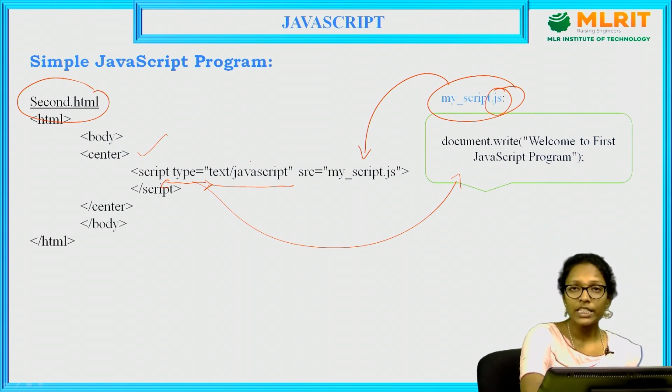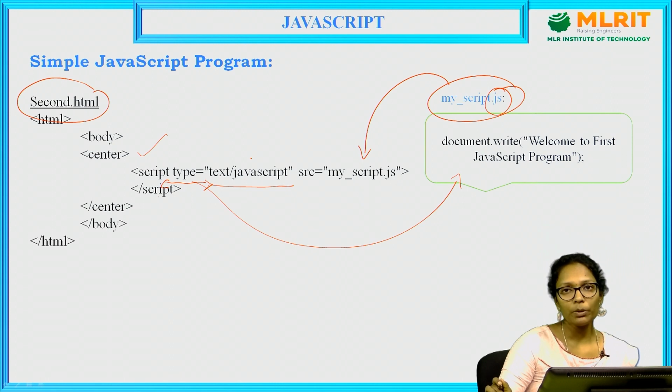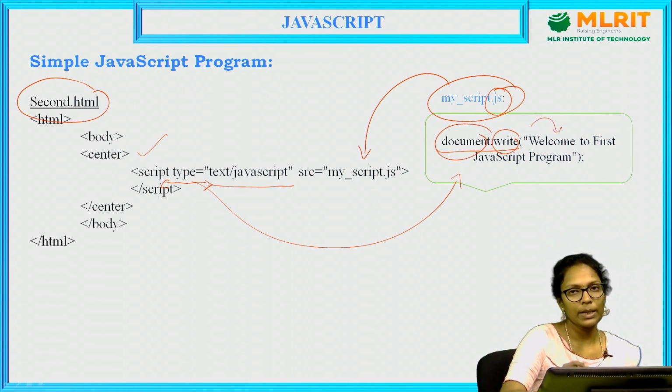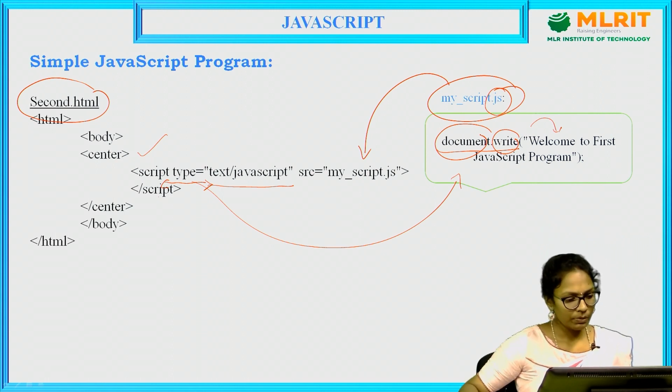So in the HTML program we are not writing anything. Simply we are taking the code from the JavaScript file. So what you are writing in the my_script.js, if you observe, in this we have written only one statement. What is that statement? document.write, welcome to first JavaScript program. Only one statement, which is used to write this statement on the HTML document. So here also same thing, document refers to the HTML document. So simply we will see the output for this.